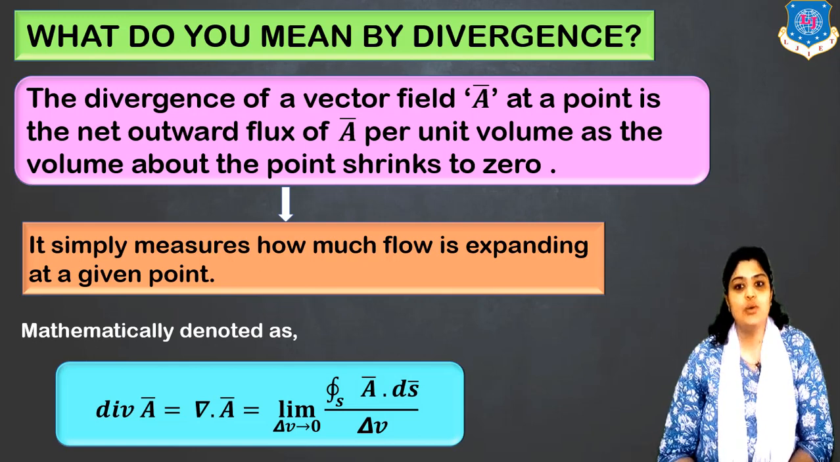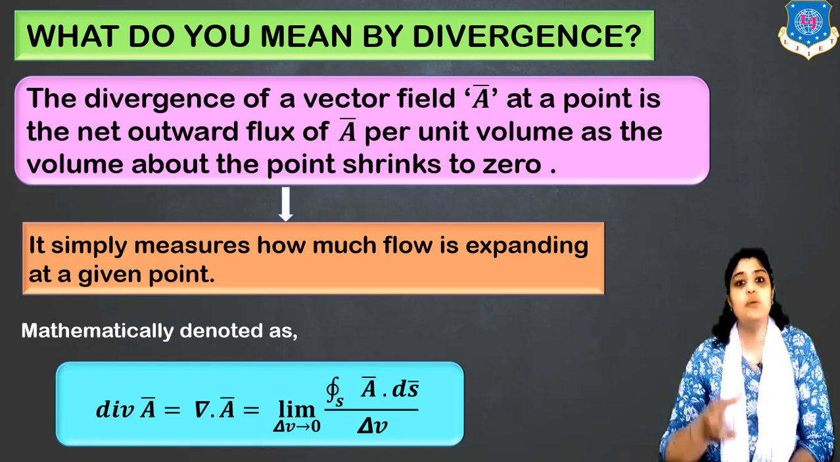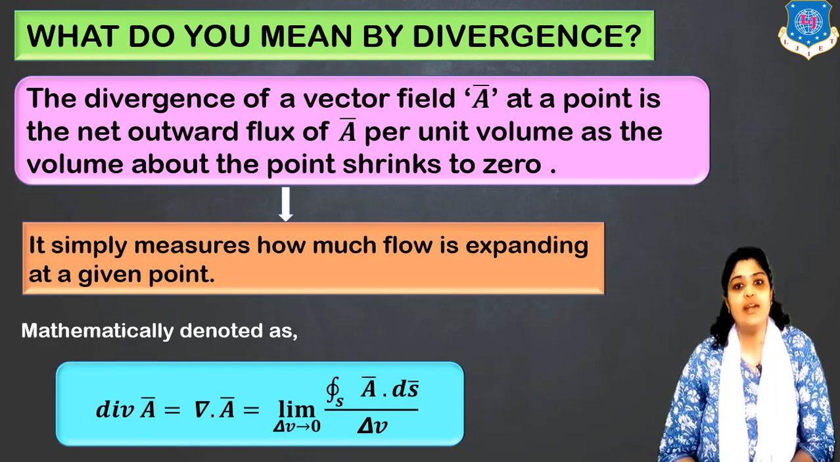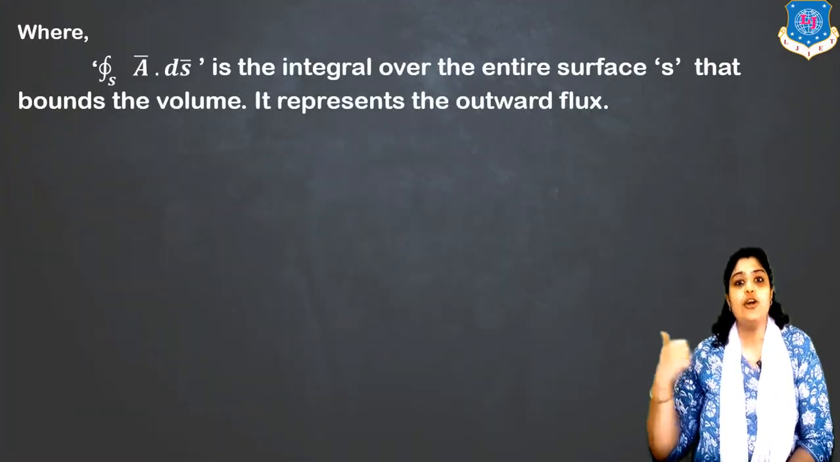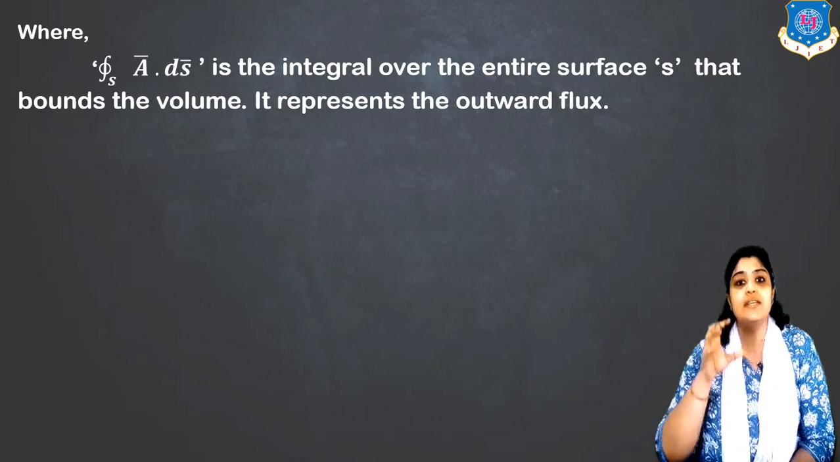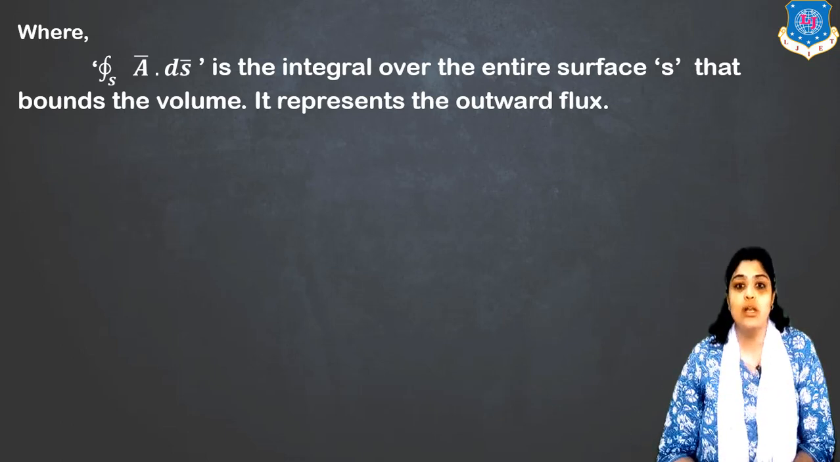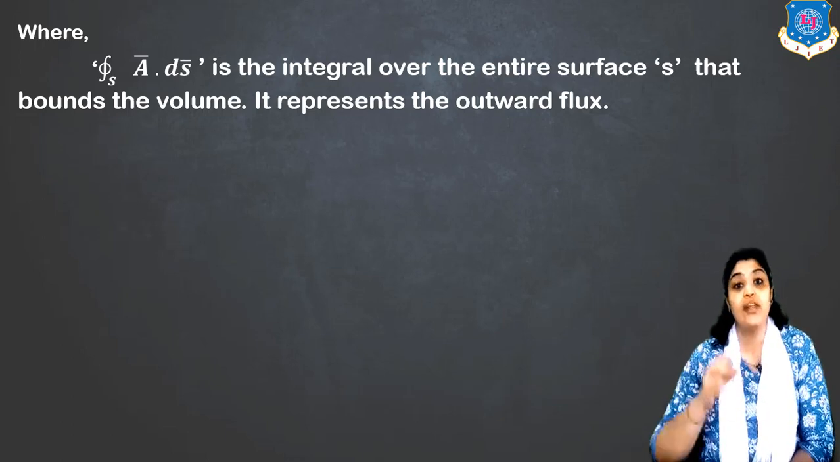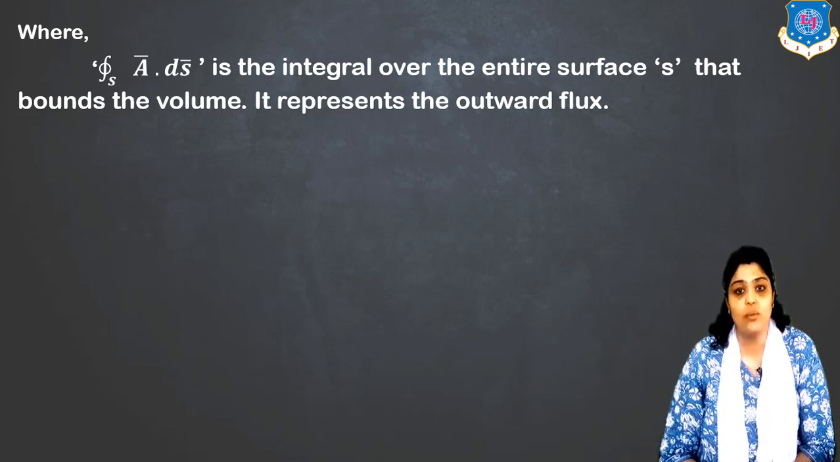Mathematically, the divergence is denoted as divergence of A is equal to limit delta V tends to 0. Now, why does delta V tend to 0? Because the volume about the point is shrinking to 0. That is equal to the surface integral of A dot dS by delta V, where the surface integral of A dot dS denotes the integral over the entire surface S, which bounds the volume surrounding that point, which will be shrinking towards 0. This represents the outward flow.